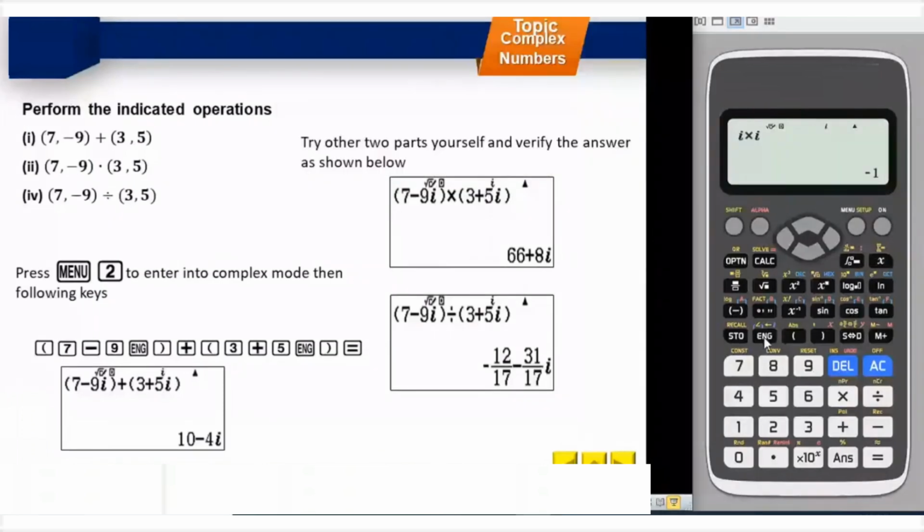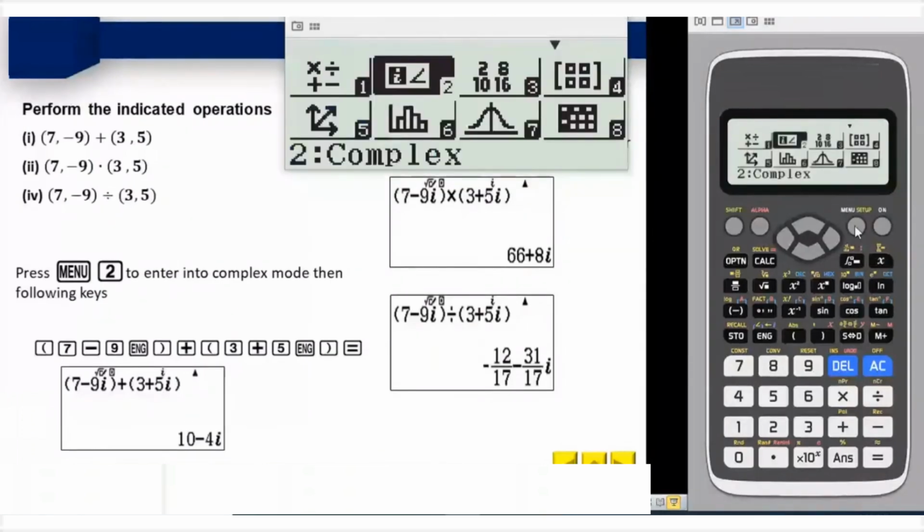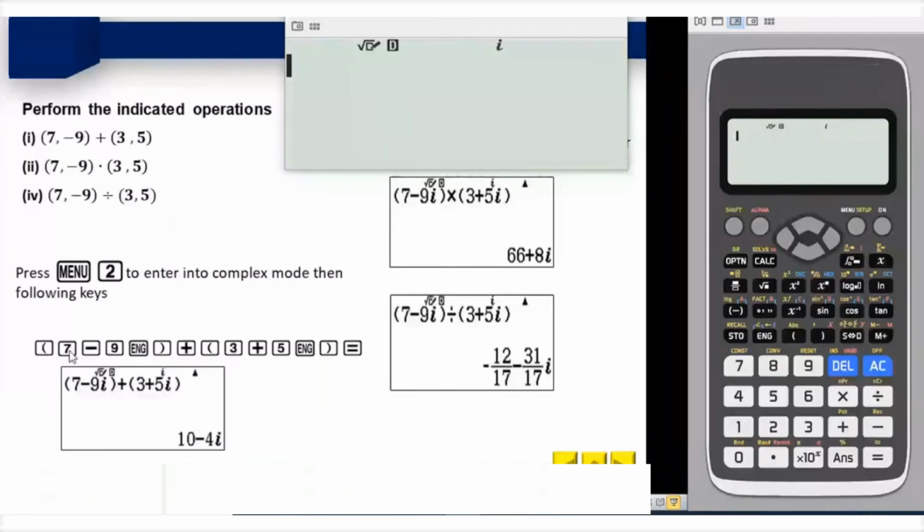In order to get iota, you have to be in menu 2. Press menu 2. I have written it on the screen also.